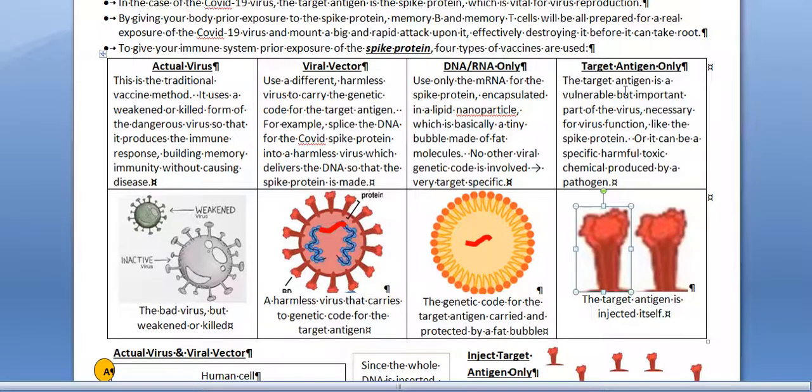The target antigen is a vulnerable but important part of the virus, necessary for viral function, like the spike protein. So it's critical. This has to work, or else the virus can't reproduce. Or it can be a specific harmful toxic chemical produced by a pathogen. Some pathogens produce specific toxic chemicals, and some of the vaccines for those target that toxic chemical. If the antibodies bind to it, it basically deactivates that harmful chemical, so it can't hurt you.